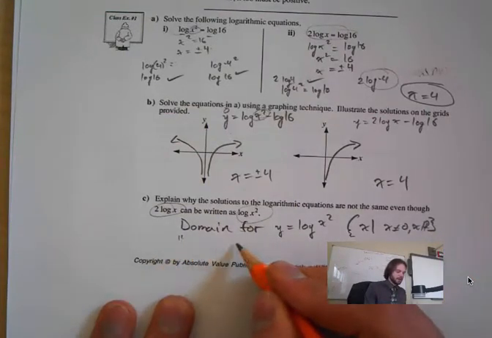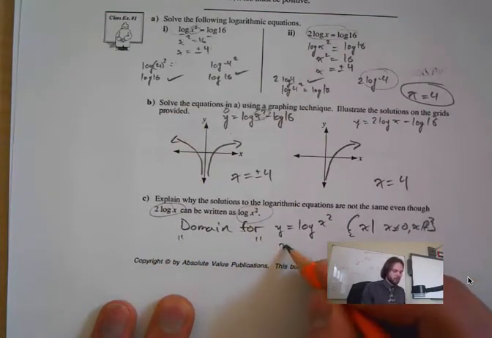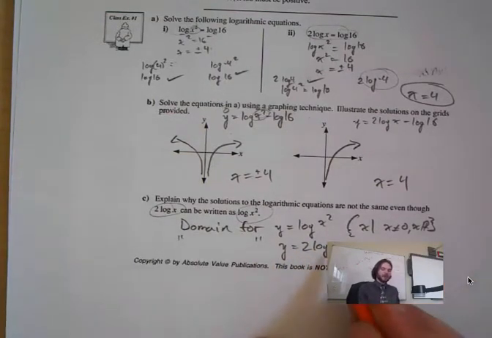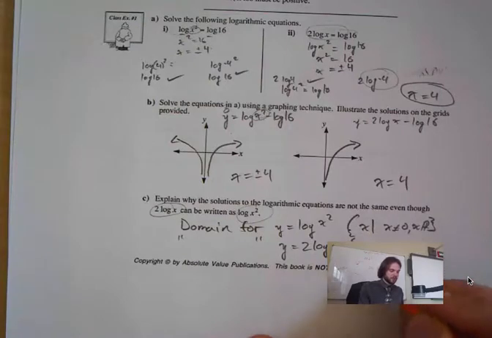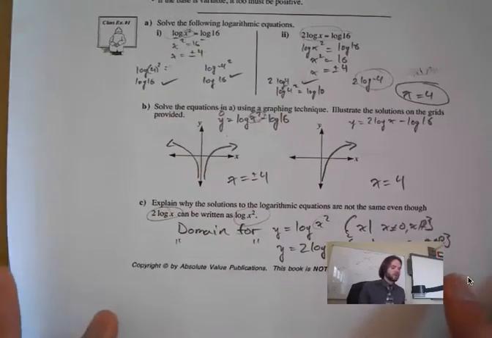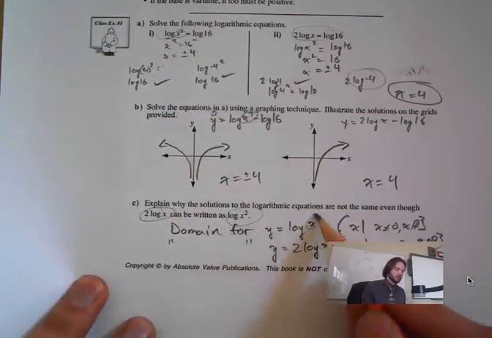Look at my domain for my next one. y is equal to 2 log x. Well, we can't log a negative number. In the other one, x could be negative because we square it. Here we have x such that x must be greater than 0, and x is an element of all real numbers. So that is kind of why that works that way, okay? Because this one here is squared.